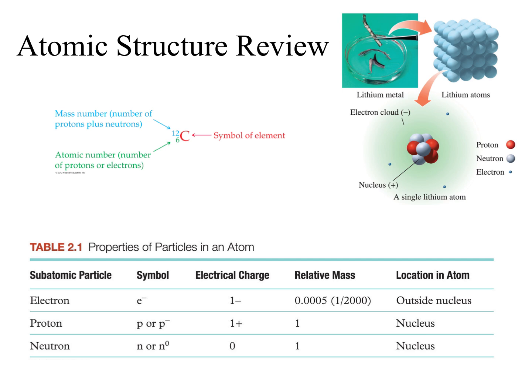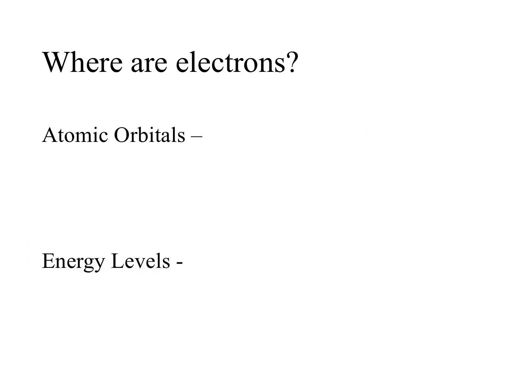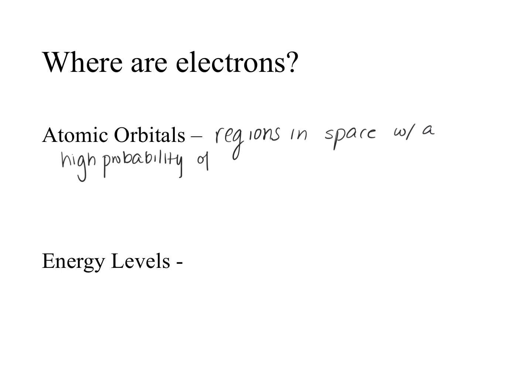So we said the electrons are outside the nucleus, but really, where are they? Well, those electrons are in atomic orbitals, and atomic orbitals are just regions in space with a high probability of finding an electron. And so electrons move so rapidly within the orbital, it gives it a high electron density.